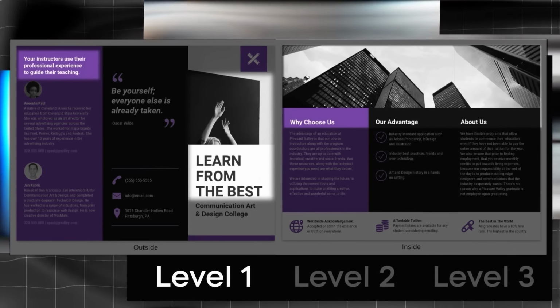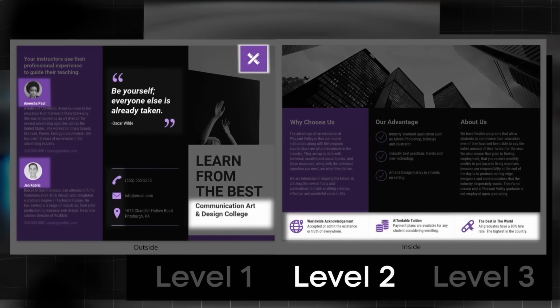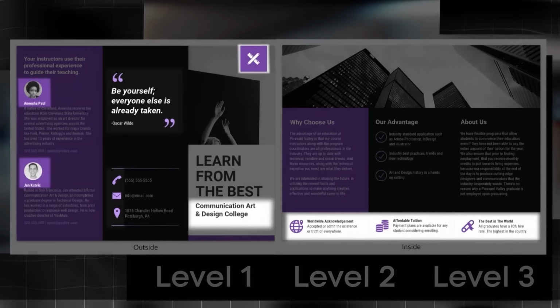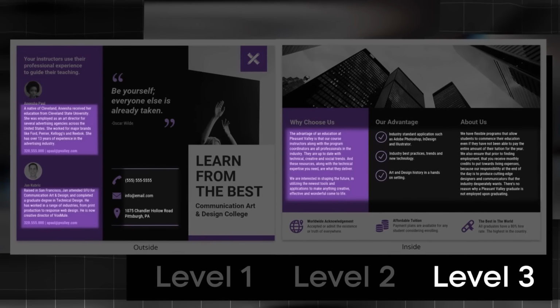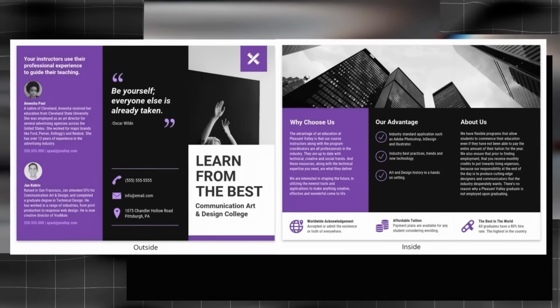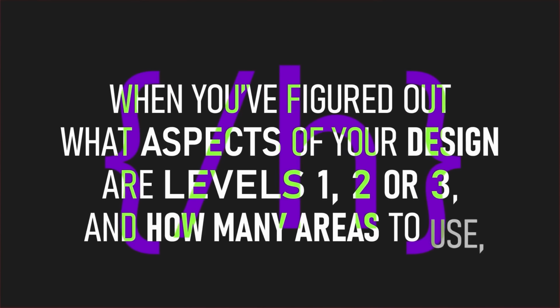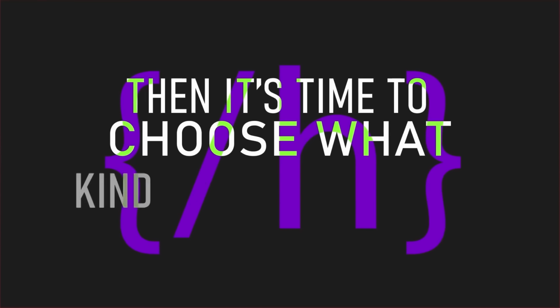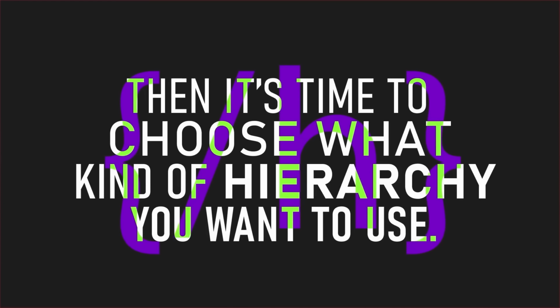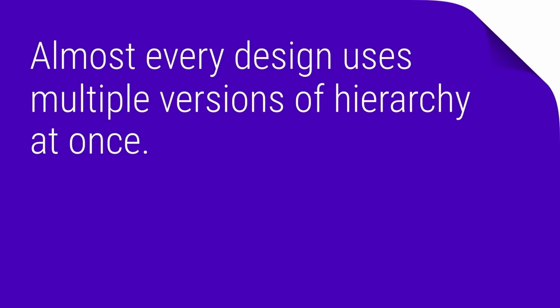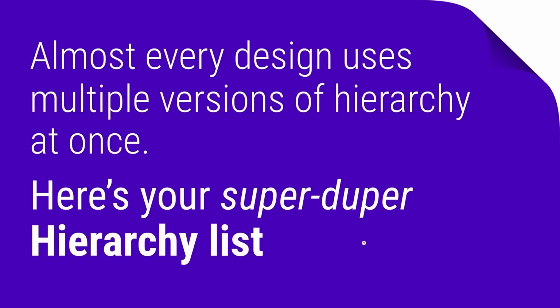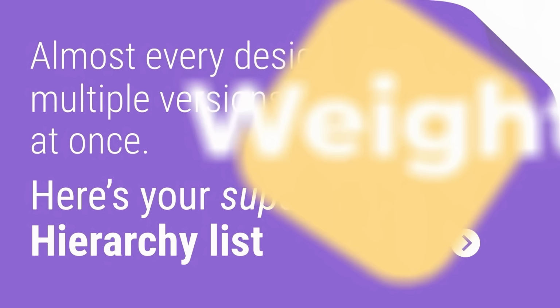Headings and main imagery being level 1, level 2 are subtitles and other graphics, and then 3 being the body text and small details. So when you figured out what aspects of your design should be level 1, 2 or 3 hierarchy, and also when you figured out how many areas you're going to use, possibly by using grids, it's then time to choose what kind of hierarchy you want to use. Almost every design uses multiple different versions of hierarchy all at once, and here is your super duper hierarchy list.